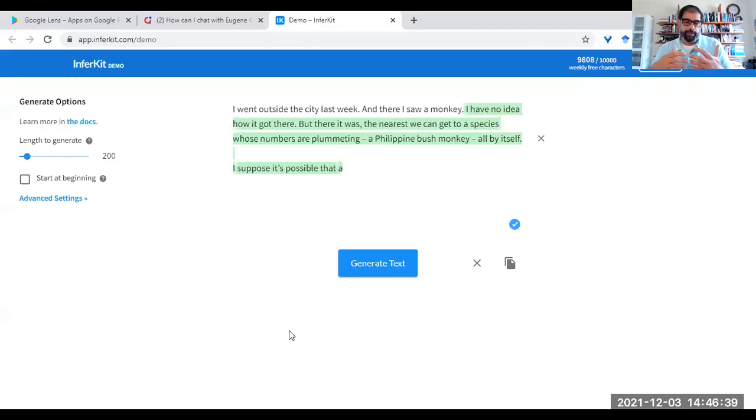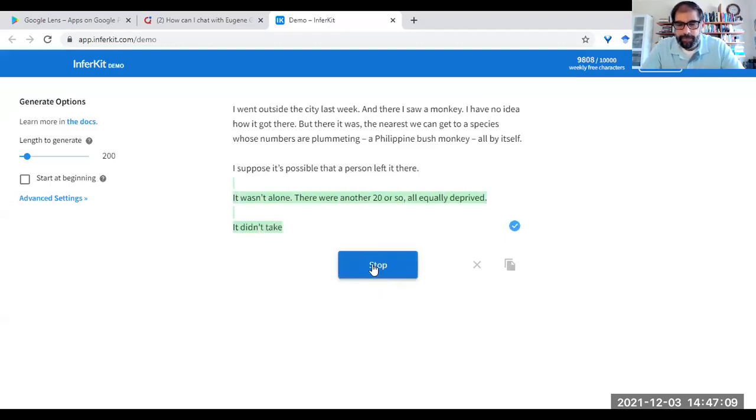Let's try to continue the sentence that the computer has stopped, right? So how would you finish this sentence? I suppose it's possible that... let me type something. What should I type? Person left him there. Sorry? Suppose that person left him there. Person left it there, right? So let's ask the computer to continue the story.